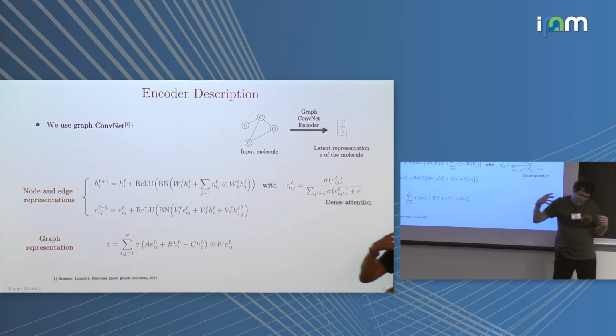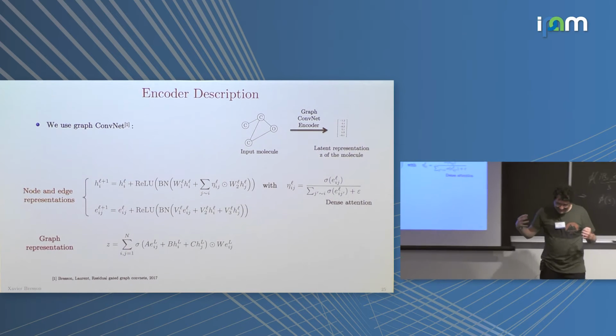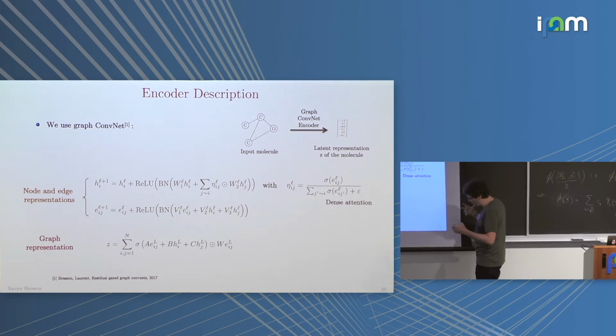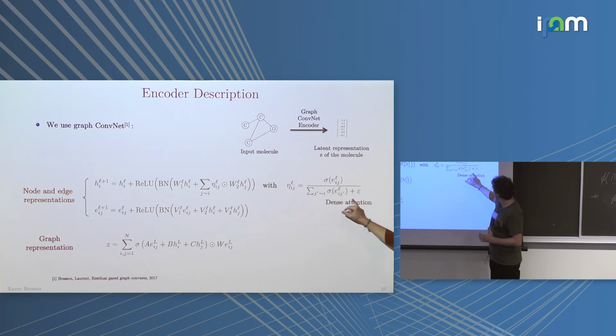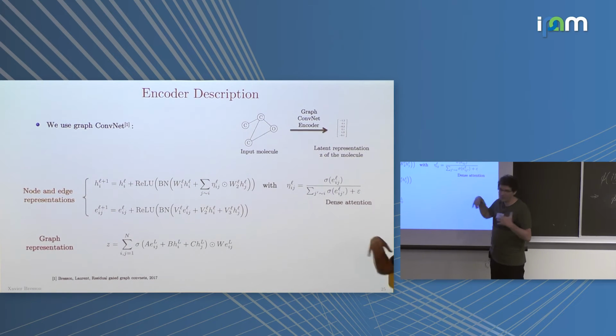Now in the deep learning community, there is a lot of discussion about attention networks. Here we are not using sparse attention like the community is using. We are using dense attention. The idea is that one atom may communicate with a lot of other atoms, so we get better results. It's not really clear why, but yeah.